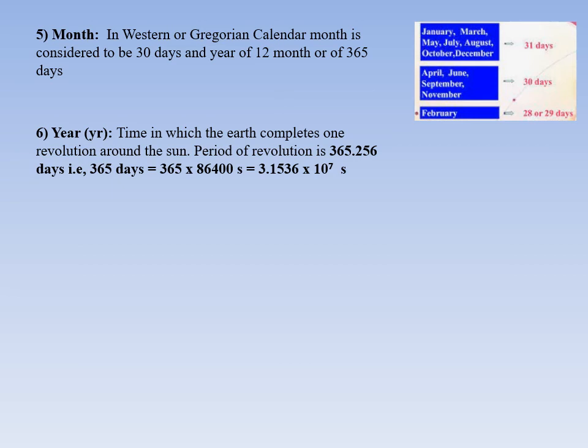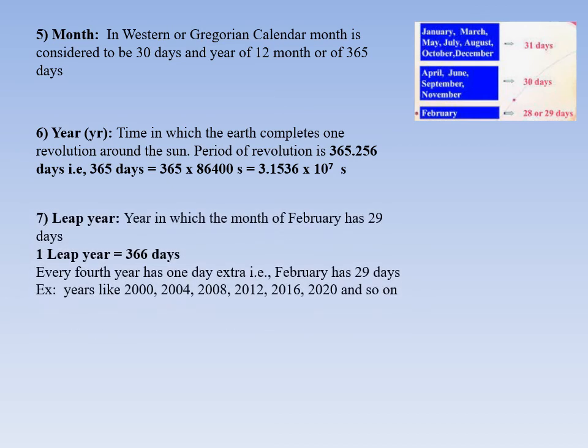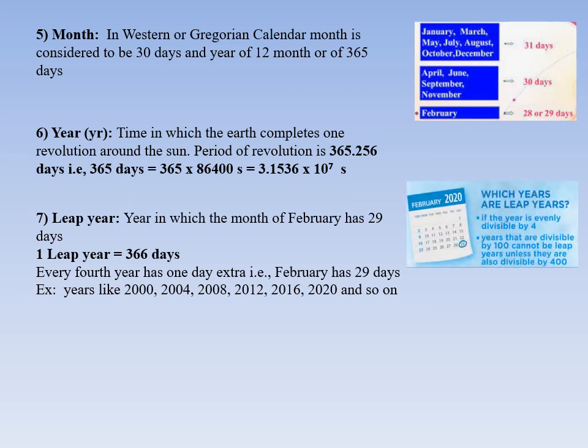The period of revolution of earth around the sun is nearly 365.256 days, to an approximation. Leap year. A leap year is a year in which the month of February is 29 days. That is, 1 leap year is equal to 366 days. Since the exact period of revolution of earth around the sun is 365.2422 days, therefore, to compensate for the excess of 0.2422 days in a year, the Gregorian calendar has been modified as follows.